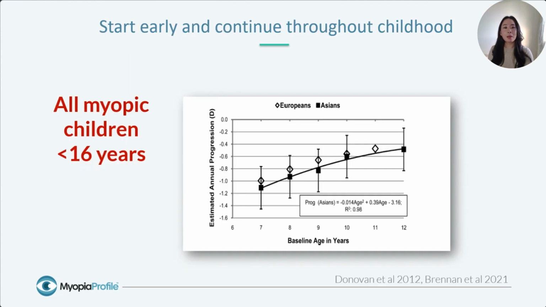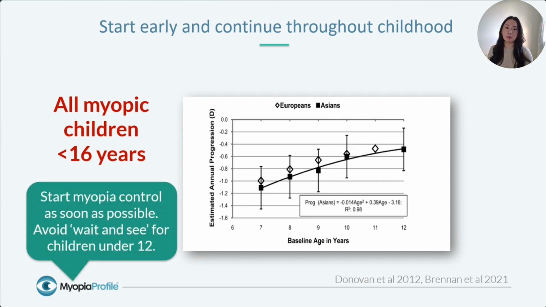This chart here summarizes meta-analysis data on progression in children wearing single vision correction. You can see that the average 7-year-old progresses by at least 1 diopter per year, while the average 12-year-old progresses around half a diopter per year, with some still reaching almost 1 diopter of progression per year in those 12-year-olds. Because younger children progress the fastest, every year without treatment represents a lost opportunity to save 1 diopter and to reduce long-term eye health risks.